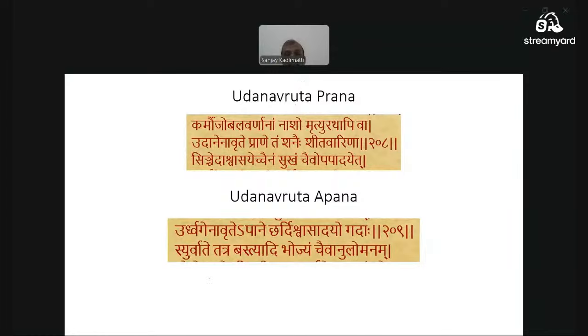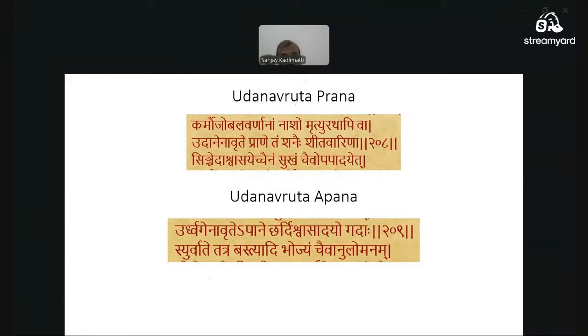Udana Vrate Prane Tam Shanaihi Shita Varinaha Sinchayet, Ashwasayetchenam Sukham Cheyopapadayet. Just sprinkle cold water on the face. Ashwasana and sprinkling of water. No medicine. Absolutely no medicine. Just Ashwasana, counseling, and Shita Vari Sinchana on the face and body. So this is where we feel something we are not trying to understand. That is Avarana for us.